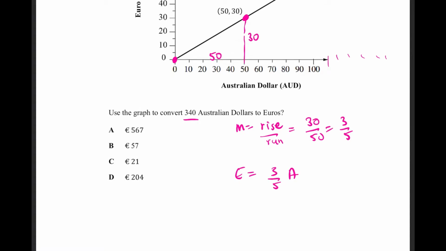Okie dokes, so knowing that, let's sub in 340. When the Australian dollar is equal to 340, we get 3/5 of 340, and we get 204 euros. Which is D.